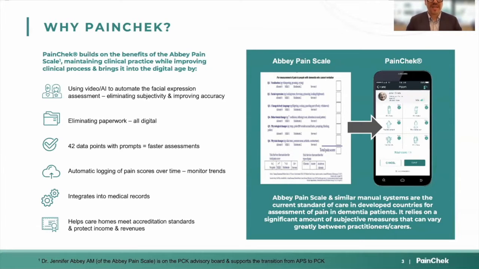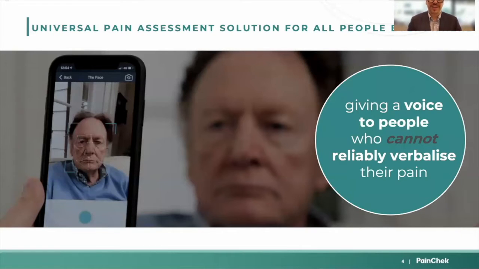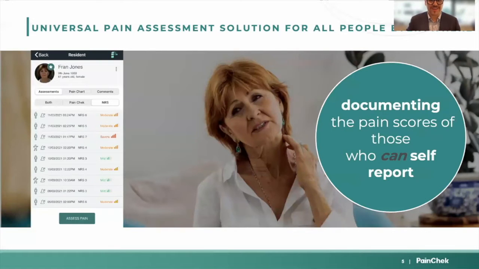That being said, we're here today to talk about not just the PainChek assessment tool itself, but the PainChek Universal solution. The PainChek tool gives a voice to people who can't reliably verbalize their pain using artificial intelligence and a modern redesigned pain assessment framework. For those, however, who can self-report their pain, we're able to use a numerical rating scale and document their pain scores. So your process, no matter who you're assessing, is going to be the same.